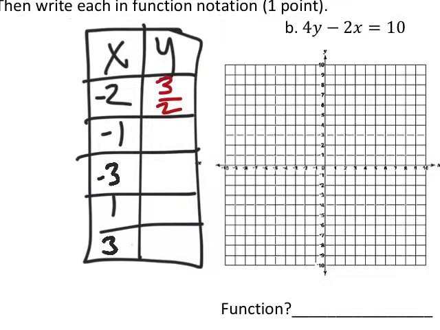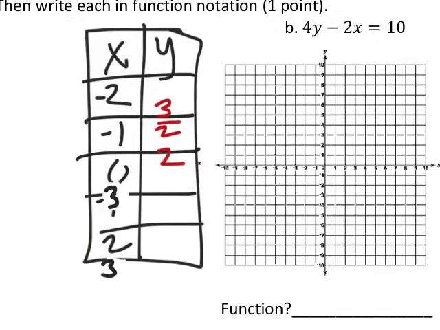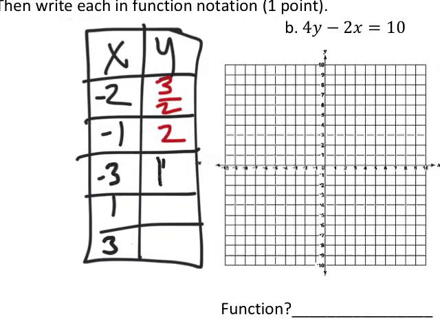Alright, so if x is -1, then y here will be 2. And if we put these other values in for x, it looks like when x is -3, our answer is 1. And when x is 1, looks like we get 3. And when x is 3, we get 4, okay?